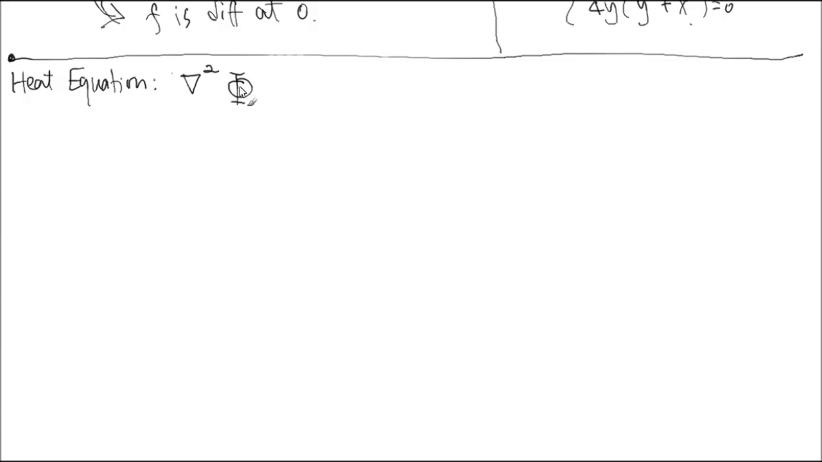Okay, but anybody remember this Laplace operator, delta squared? Right, second partial derivative in one variable, plus the second partial derivative in the other variable. All right, that's the Laplace operator. That's it. And the heat equation is this Laplace operator set equal to 0.